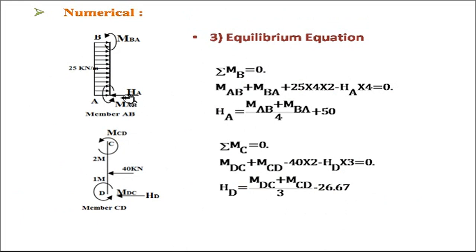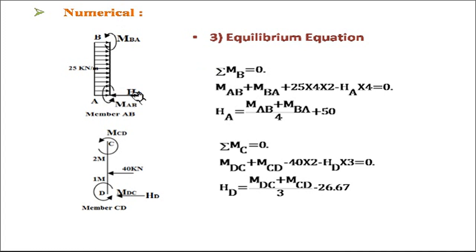Okay, now this is the member AB, subjected to load. It is already given in the problem, subjected to UDL 25 kilonewton per meter. Here we have considered this horizontal force HA. Now here we don't know how the moments are acting, because we have to find out the moment, but we have assumed that these moments are acting in anti-clockwise direction. So at joint B there is a moment MBA, at joint A there is a moment MAB.